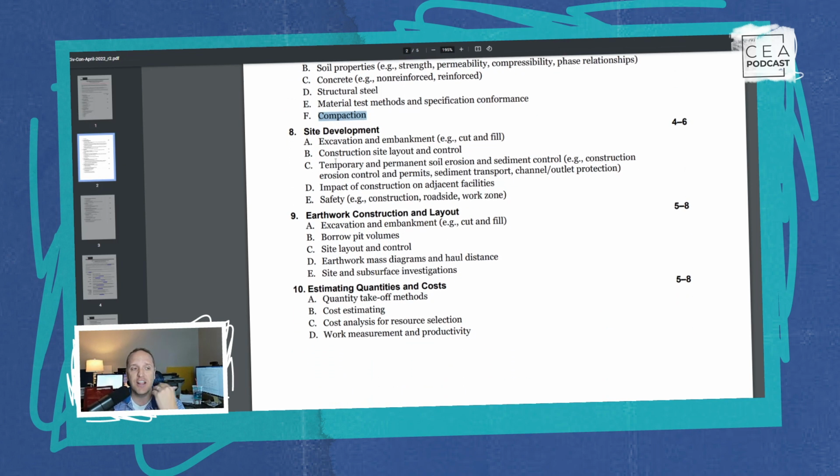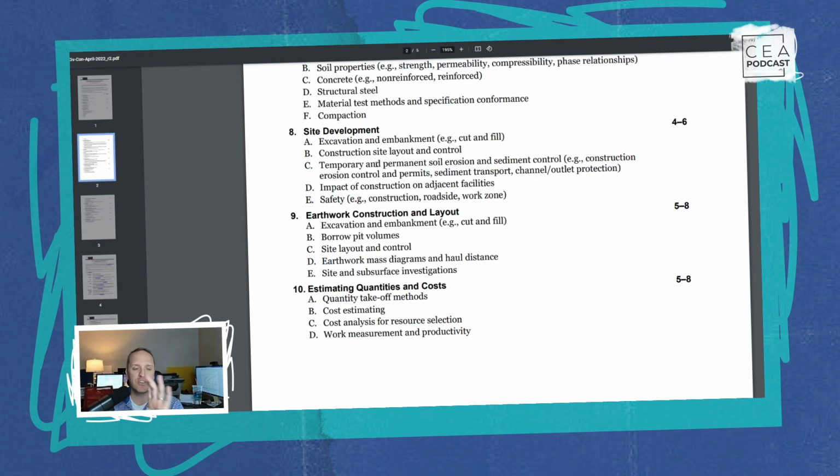Then you have site development. So number 8 here is site development, 4 to 6 questions that you'll find on this one. And that deals with excavation and embankment, which is cut and fills. And then you have construction site layout and control, which is surveying. Then you have temporary and permanent soil erosion and control, so permits and sediment transports. Then you have impact of construction on adjacent facilities, which could be noise or blasting. And then you also have safety topics, which you will have to deal with as well. 4 to 6 questions with that.